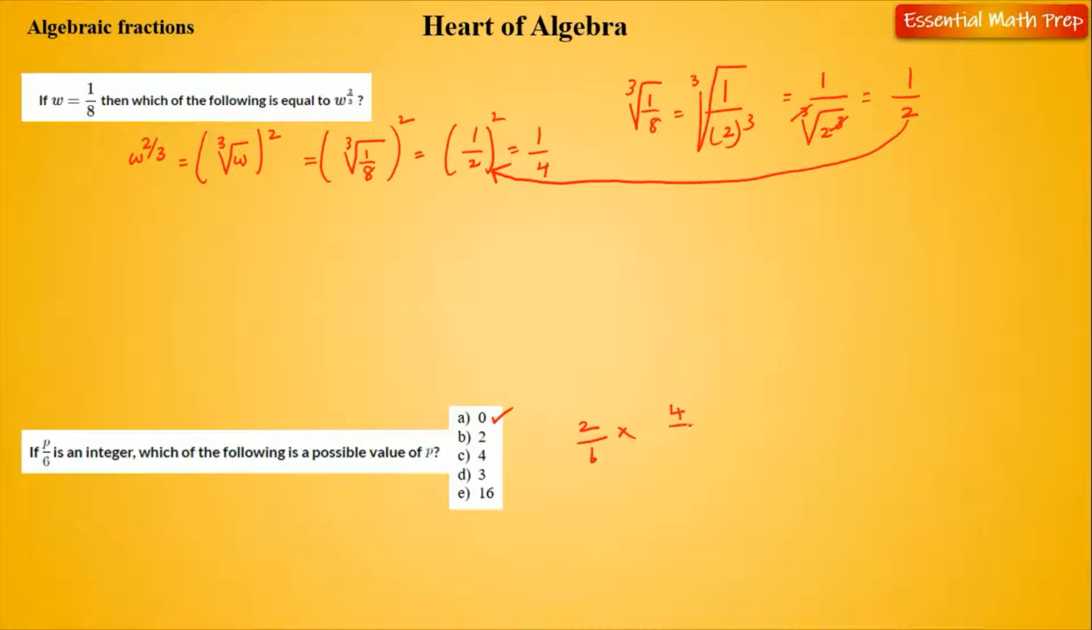What if you substitute 4? Still, it's not a whole number. What if you substitute 3? No, still not a whole number. What if you substitute 16? No, still not a whole number. Whereas when you substitute 0, 0 divided by any number will give you 0, and 0 is an integer. So the answer is choice A. All right, let's get going.